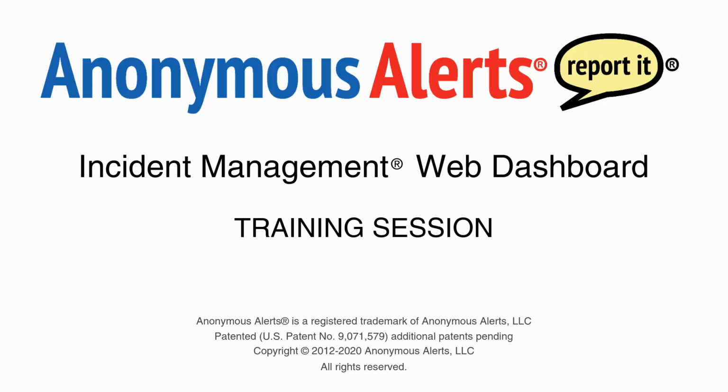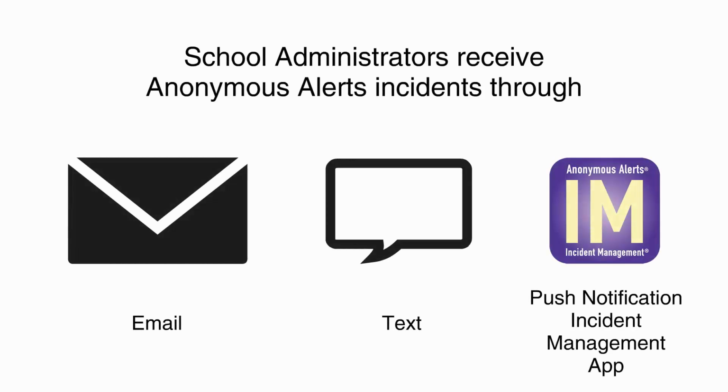We will be taking the role of a school administrator, such as a principal or assistant principal, and go through the process of managing and taking action on an incident reported through the Anonymous Alerts system. Initially, school administrators will receive an Anonymous Alerts incident report through an email message, text message, or a push notification from the Anonymous Alerts Incident Management app, available on Apple and Android.